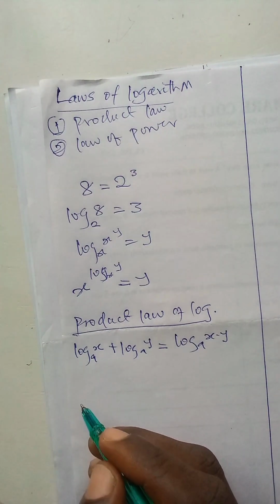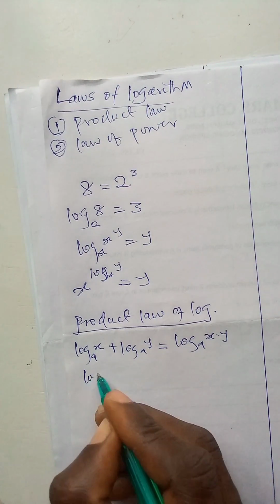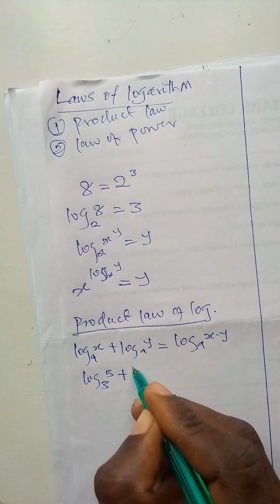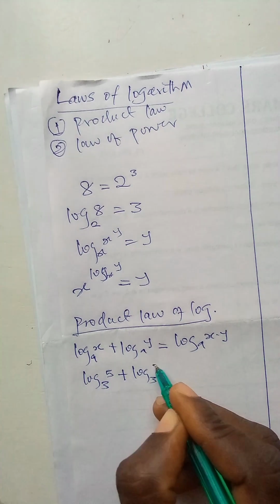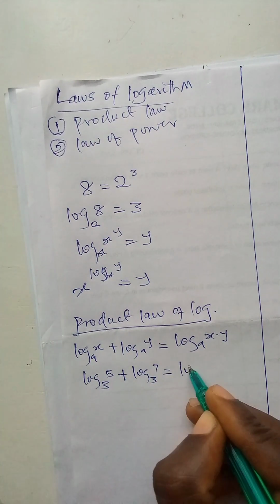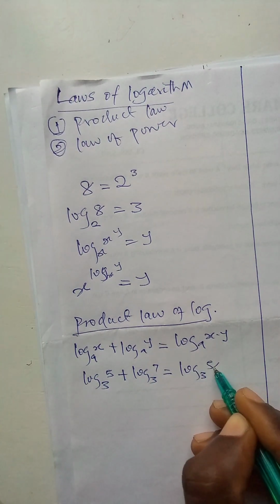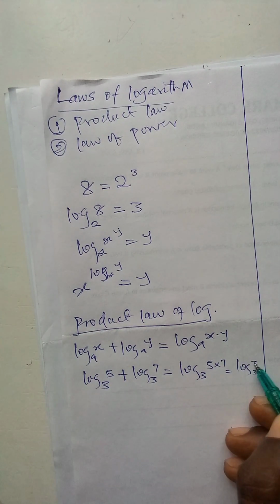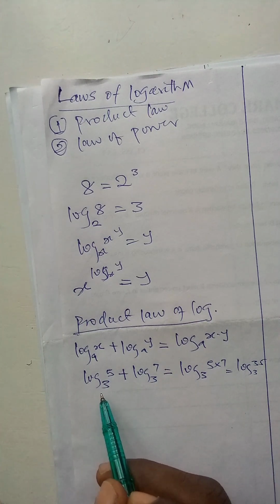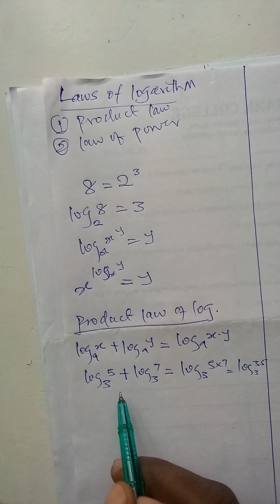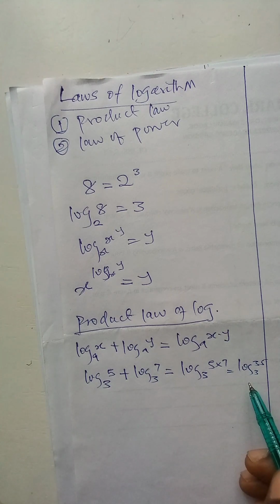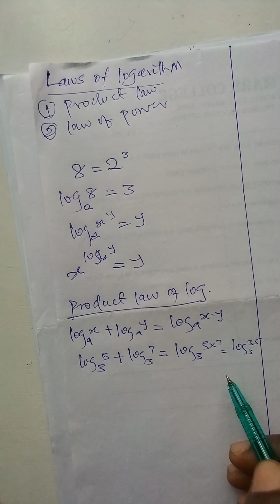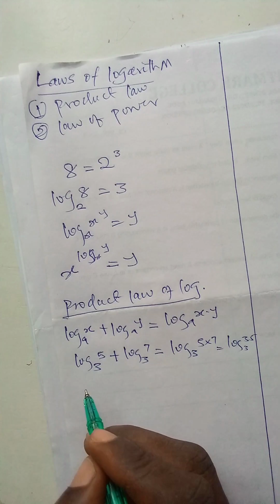An example is this. If we have log to base 3 of 5 plus log to base 3 of 7, we will have log to base 3 of 5 times 7, and 5 times 7 is 35. That is log to base 3 of 35. So when we add log to base 3 of 5 to log to base 3 of 7, we will get log to base 3 of 35. That is what the product law says. Now we can prove this law.